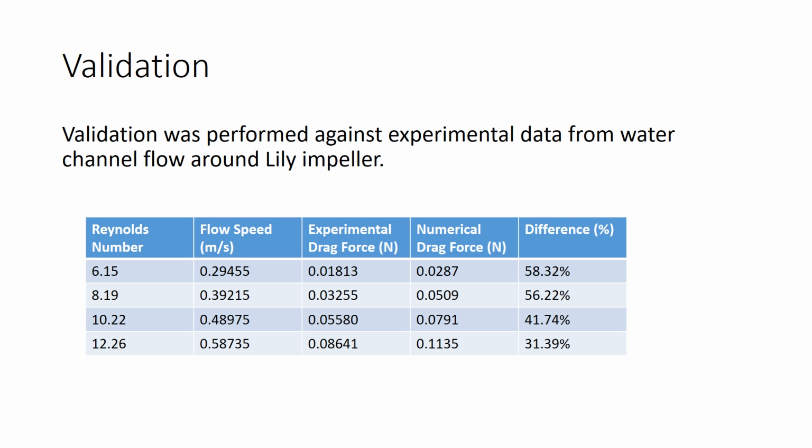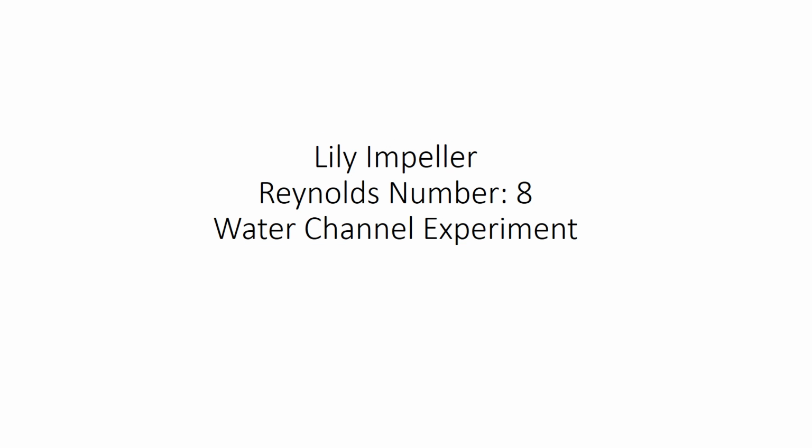Our numerical results compare favorably to our experimental results, especially given the fact that our water channel experiment had many sources of error. The encouraging trend is that with increasing Reynolds number, the percentage difference between the numerical results and the experimental results decreases. We will now look at the Lily Impeller in our water channel experiment with a Reynolds number of 8. Notice the backflow right behind the Lily Impeller.